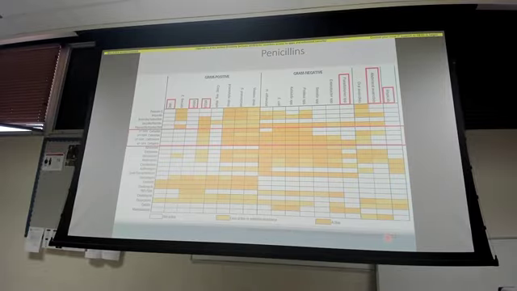Okay. That should say cephalosporins, not penicillins, but the right thing is highlighted. Never noticed that.